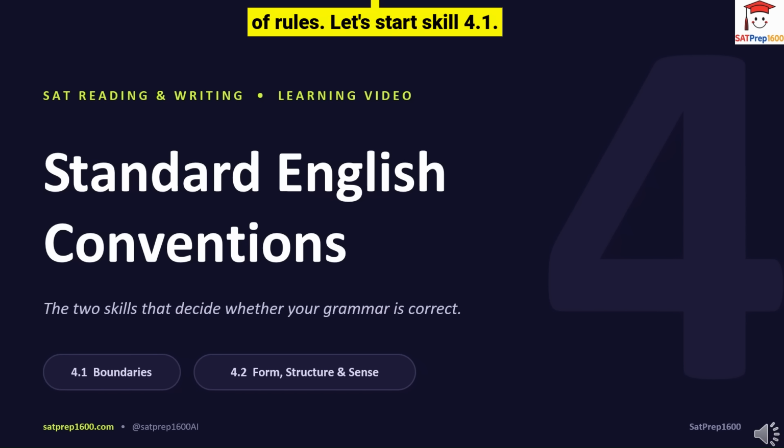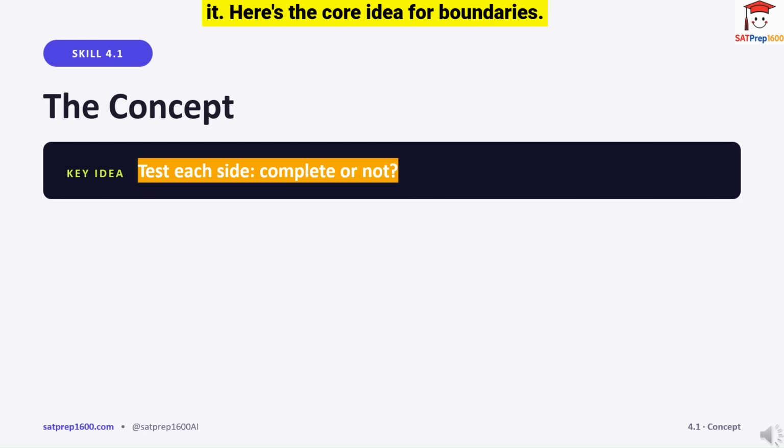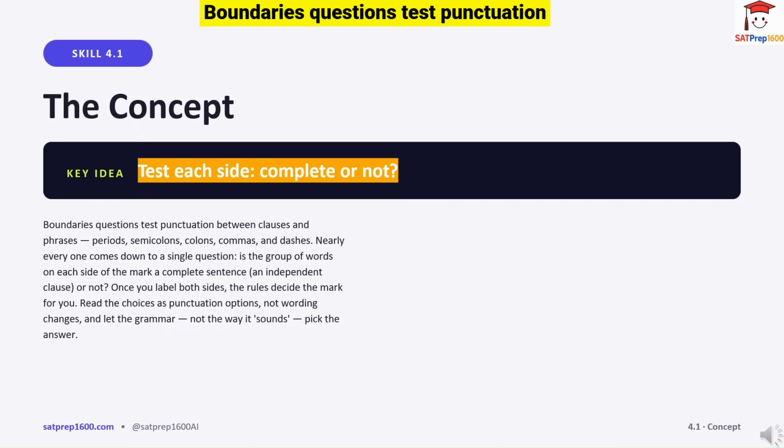Let's start. Skill 4.1, Boundaries. Punctuation marks the edges between complete and incomplete ideas. Let's break down what this question type is really asking and how to attack it. Here's the core idea for boundaries: test each side, complete or not. Boundaries questions test punctuation between clauses and phrases: periods, semicolons, colons, commas, and dashes.